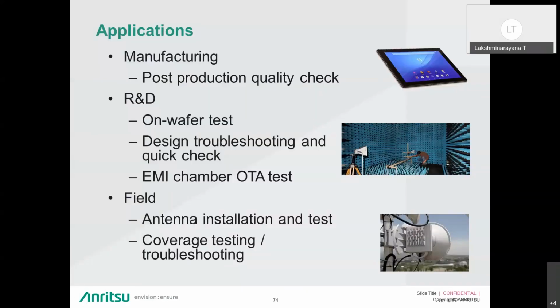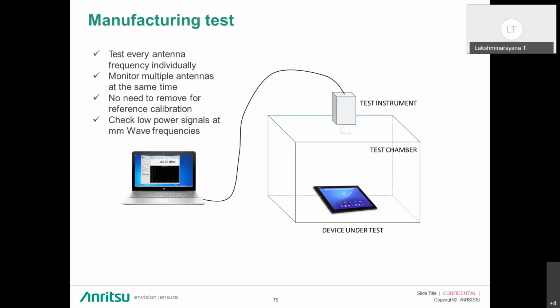So these applications are used for post-production quality check of tabs, mobiles, and wireless communications with different frequency ranges. It is used for on-wafer testing, EMI chamber leakage, over-the-air testing, and antenna installation, to check if there is any leakage in the antennas. Like I told, it is also used for a tab or mobile for testing individual frequencies and monitoring multiple antennas.